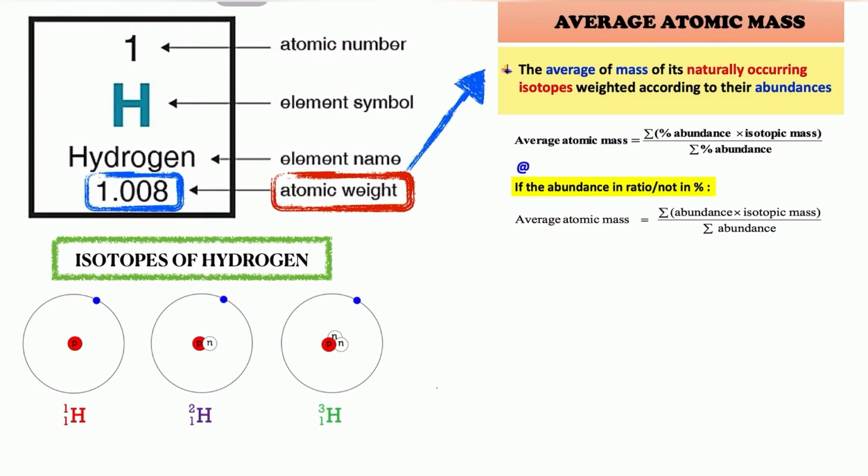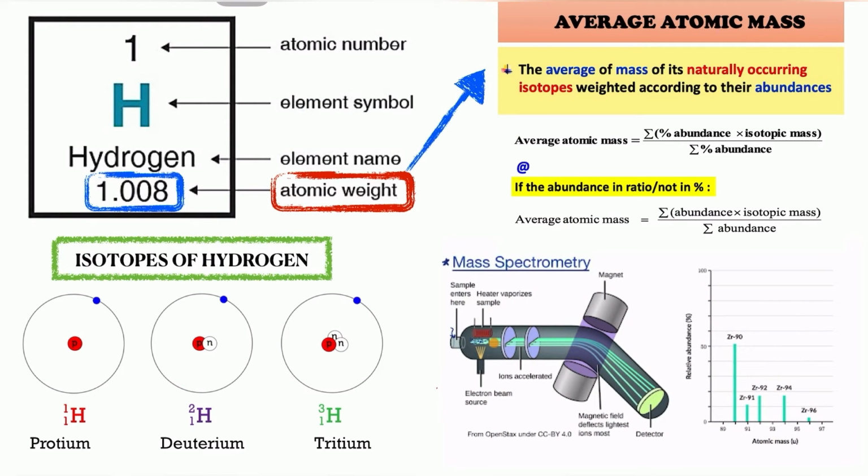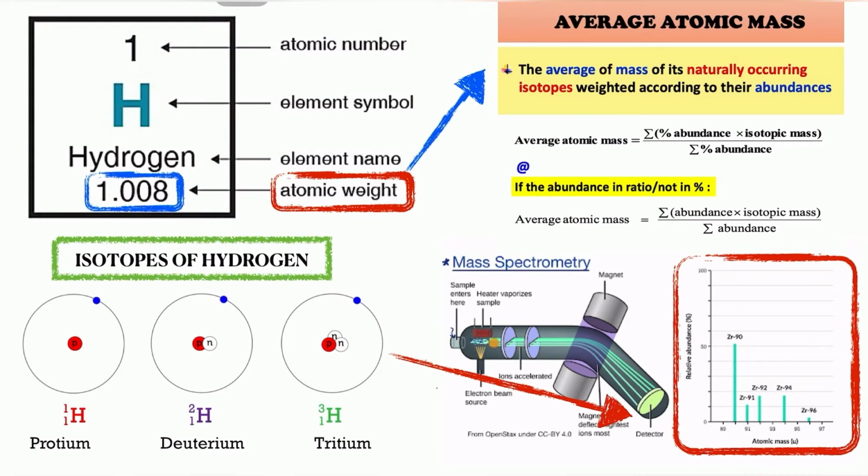Actually, there are 3 isotopes of hydrogen: protium, deuterium, and tritium. You can see that the isotopes of hydrogen have the same atomic number, but different nucleon number. These three isotopes of hydrogen can be detected by using a mass spectrometer, and the result is obtained in the form of a mass spectrum. Then you can calculate the average atomic mass after you get the mass spectrum, which is the total of the percentage abundance and isotopic mass.